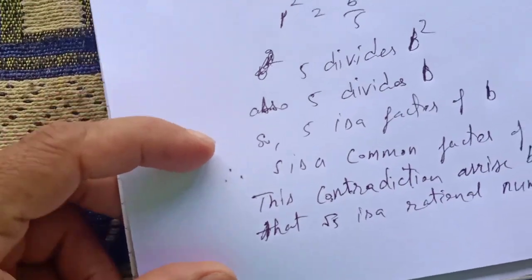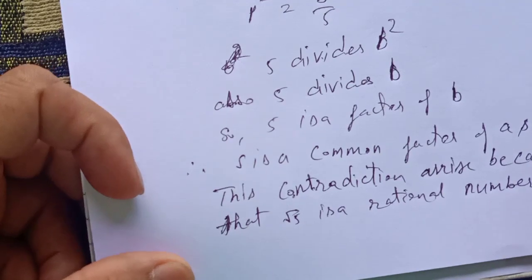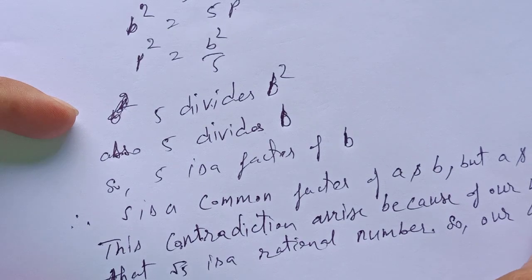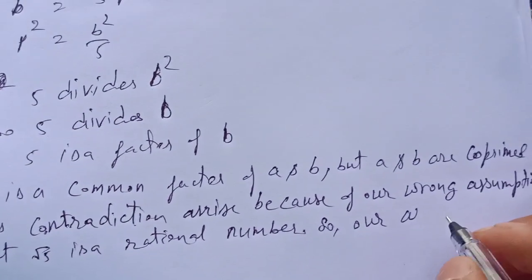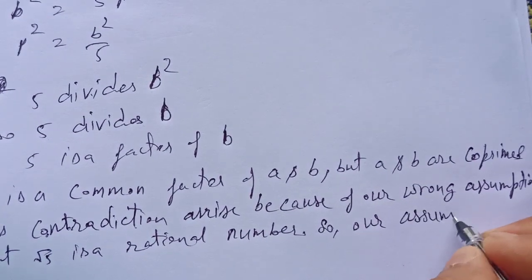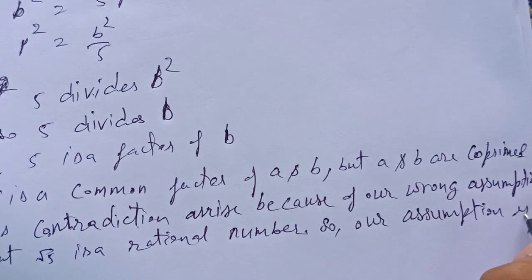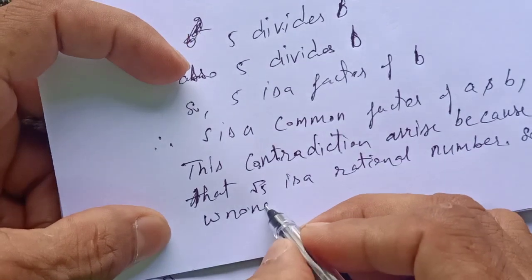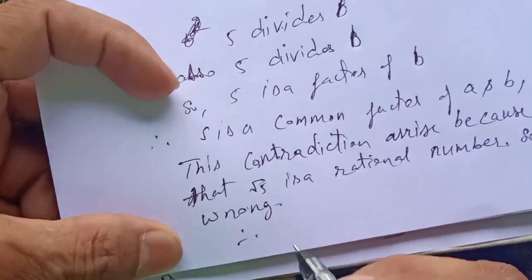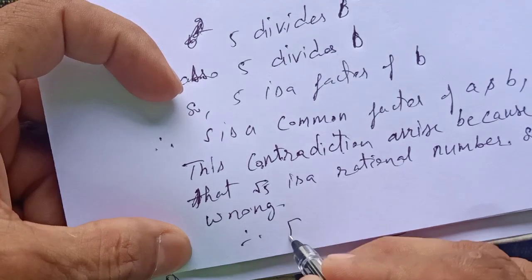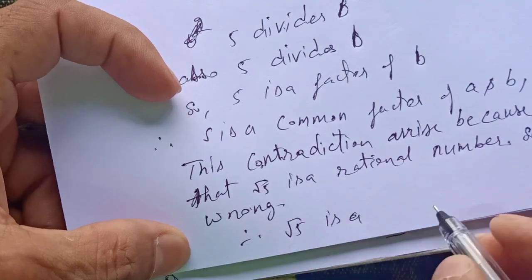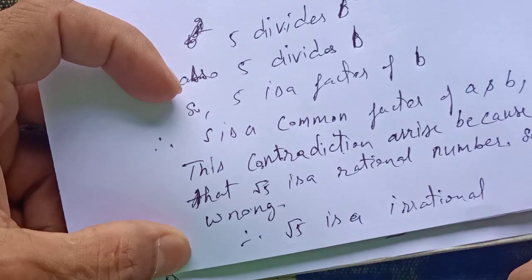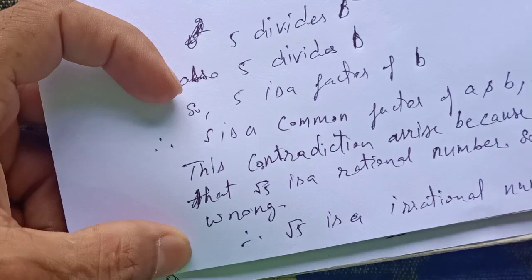Hence, our supposition is wrong. Our assumption is wrong. Therefore, root 5 is an irrational number.